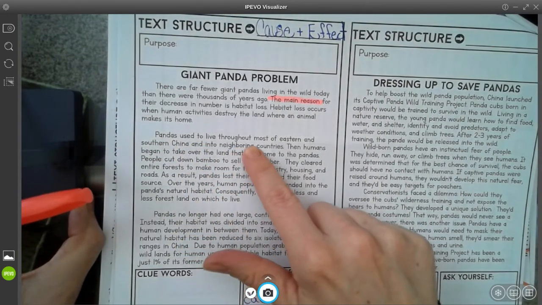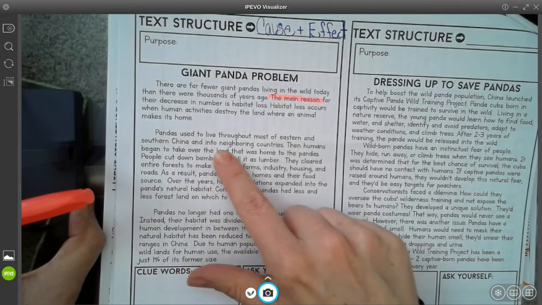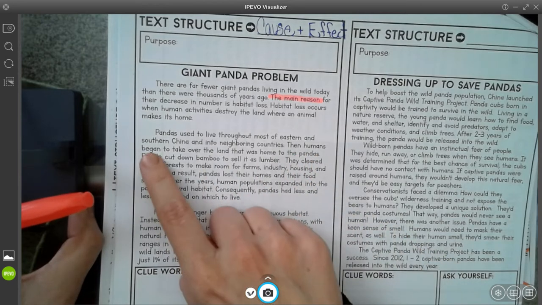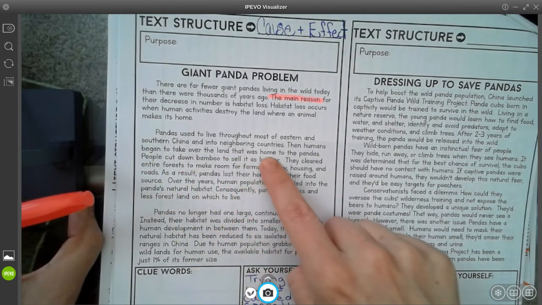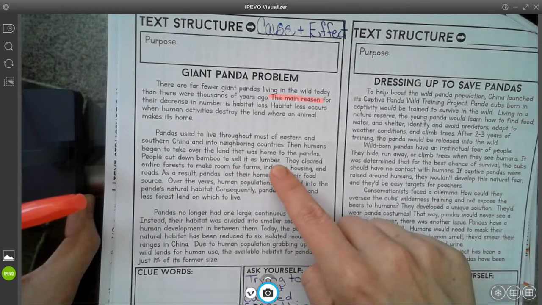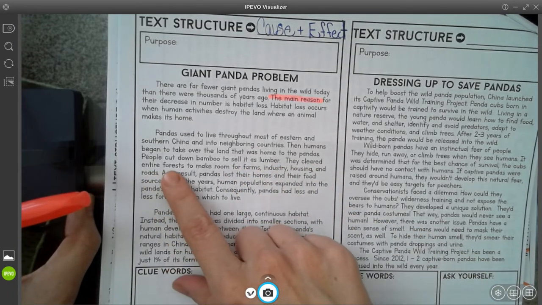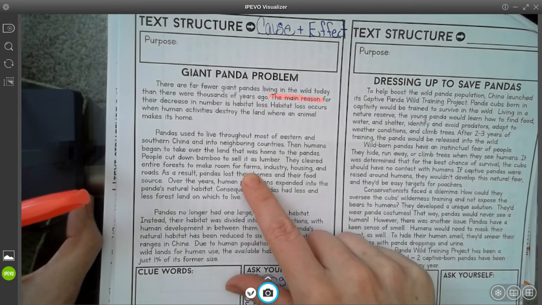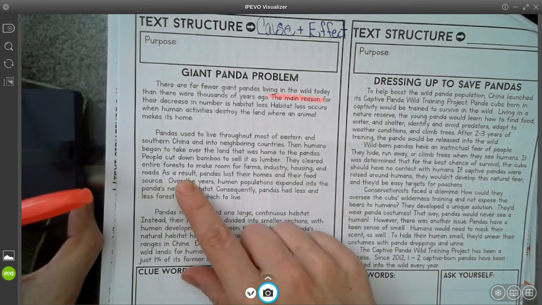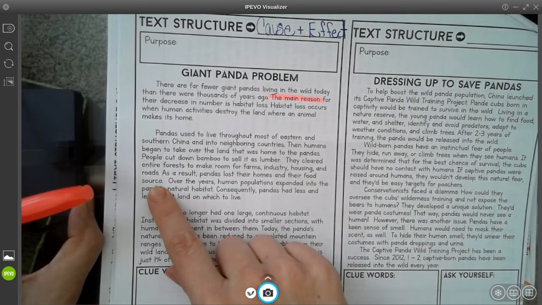Pandas used to live throughout most of eastern and southern China and into neighboring countries. Then humans began to take over the land that was home to the pandas. People cut down bamboo to sell it as lumber. They cleared entire forests to make room for farms, industry, housing, and roads. As a result, pandas lost their homes and their food source.